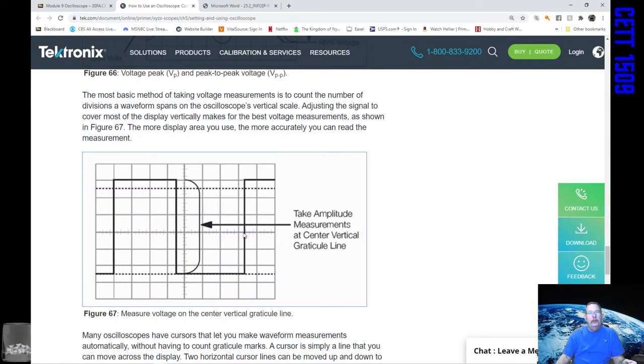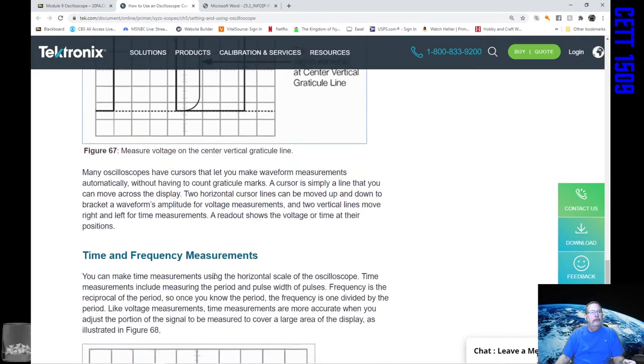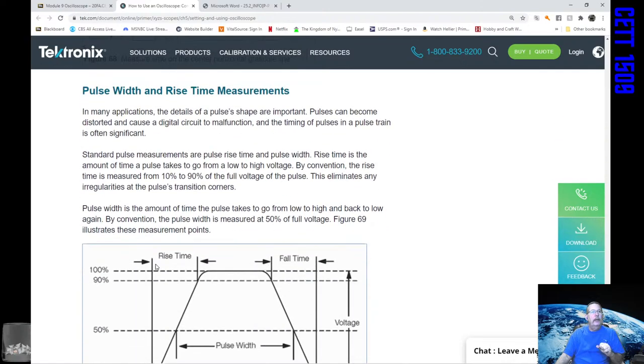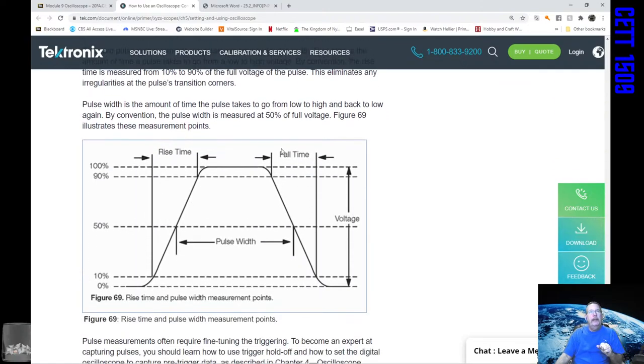When you look at amplitude, you do it from the center vertical graticule right there. So you go, okay, it goes from here to there. That's how you measure the voltage. You can also find time and frequency, because frequency is 1 over time, or time is 1 over frequency. So if you know the time period, you can say this is a certain frequency by just plugging the numbers in. There's also a rise time and a fall time that a pulse can have. The pulse width in this case is from here to here on this one.